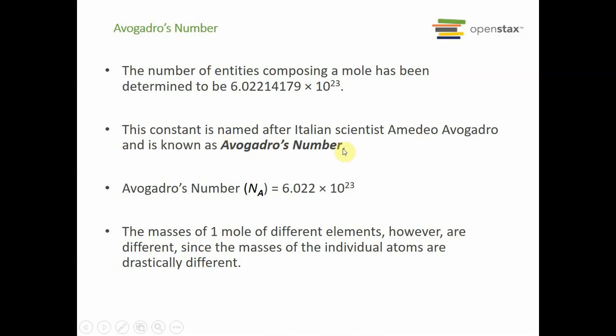But this has been named in his honor. So Avogadro's number is 6.022 plus some change times 10 to the 23rd. The masses of 1 mole of different elements, however, are different. Not the numbers in a mole, but the masses are different, since the masses of the individual atoms are drastically different.